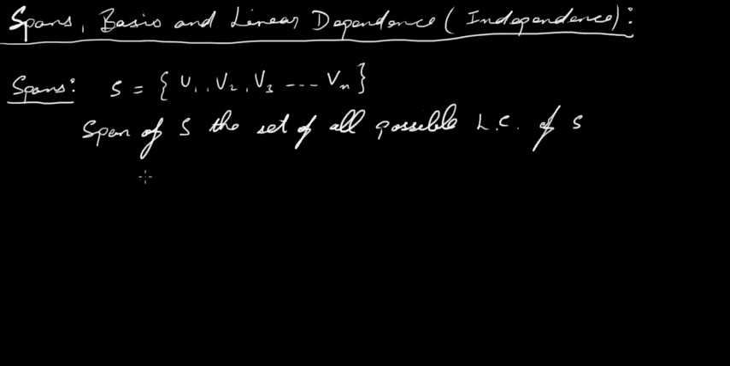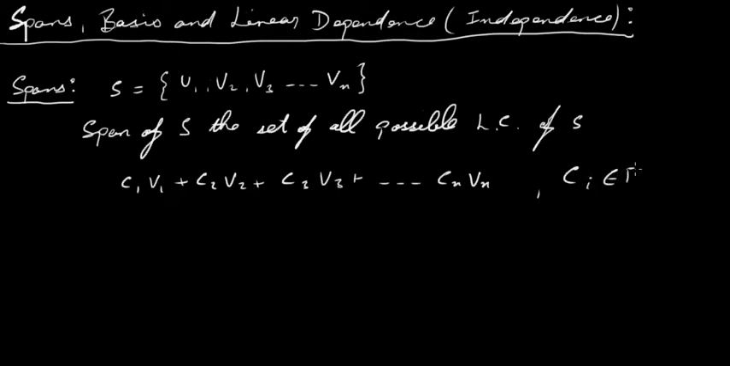So in other words, you're talking about something like c1 times v1 plus c2 times v2 plus c3 times v3 and so on, all the way up to, let's say, cn times vn, where these c's, we'll call them ci's, for example, are real numbers, okay? They're real numbers. So every single possible linear combination of these vectors, that's what you call the span of the set S.